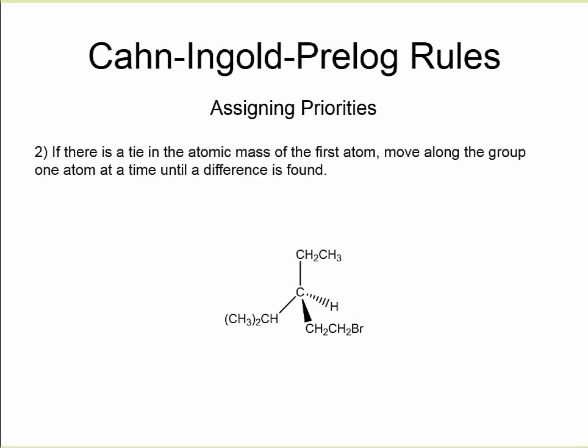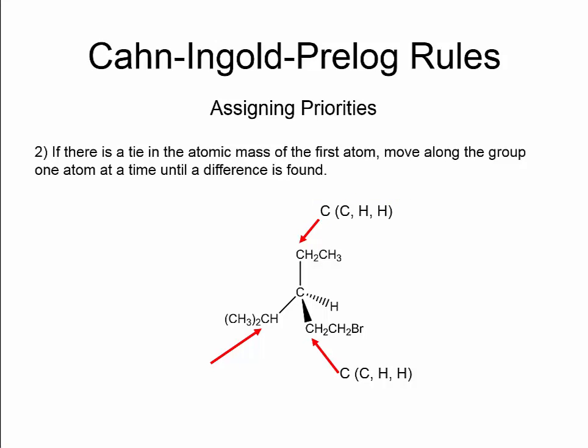So let's look at a little bit more complicated example. If there is a tie in the first atom, then you have to move along the chain one atom at a time until a difference is found. For the stereocenter that's shown here, I'm comparing carbon, hydrogen, carbon, and carbon. The 3 carbon atoms are tied in terms of atomic mass, so we have to look a little further. Looking at the ethyl group that's on top, I have a carbon that is bonded to a carbon and 2 hydrogens, and so I've written that here.